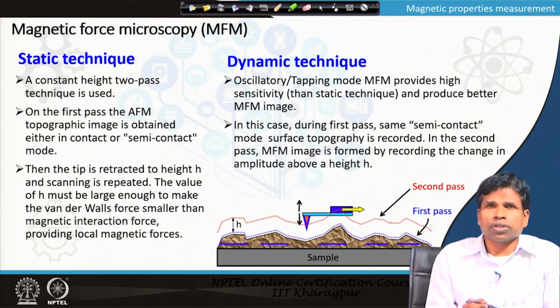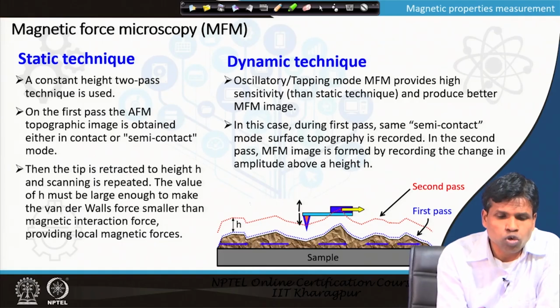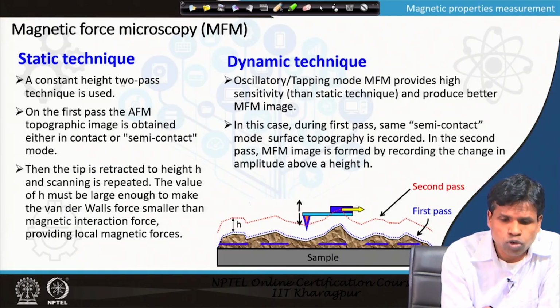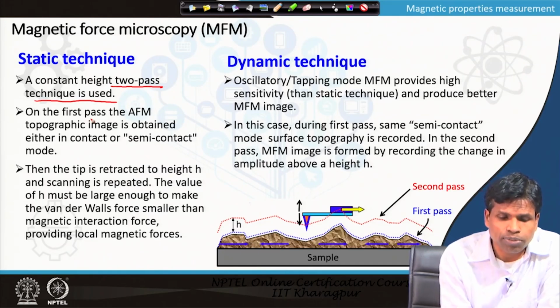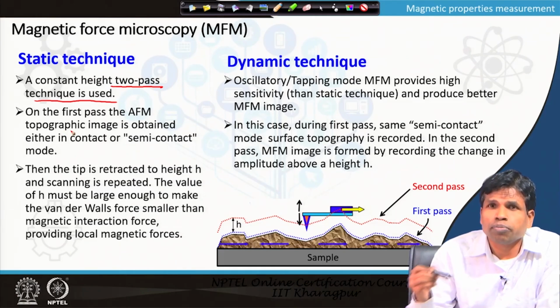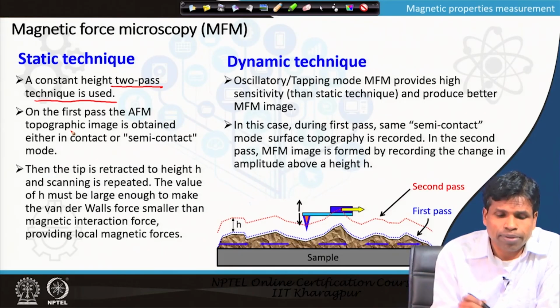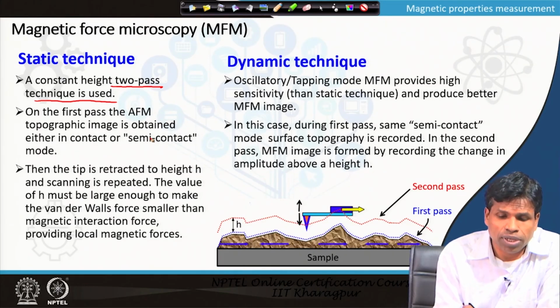Static mode involves two measurements. First is what is called the constant height two pass technique. We are saying two pass technique because two times the tip has to scan above the sample. On the first pass, AFM gives the topographic image, because topography may be very different on a different sample. Therefore, a topographic image is taken either in contact or semi contact mode.